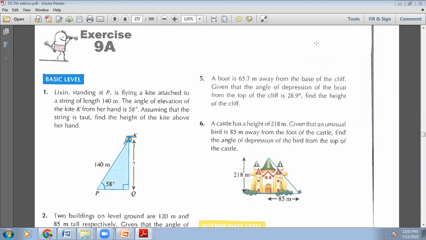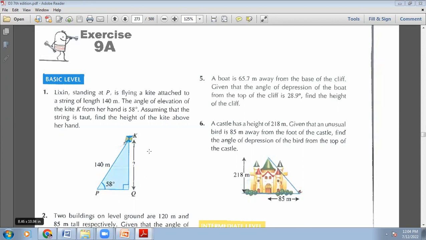Ligson, standing at P, is flying a kite attached to a string of length 140 meter. The angle of elevation of the kite K from her hand is 58 degrees. Assuming that the string is taut, find the height of the kite above her hand. So here they are representing this information with the help of a diagram. Here is the person standing, here is the kite, the height of the kite is questioned, the vertical height. The length of the string is 140 meter and the string is making a 58-degree angle with the horizontal. So this is the angle of elevation of the kite. So we want to find out what is the height of the kite.